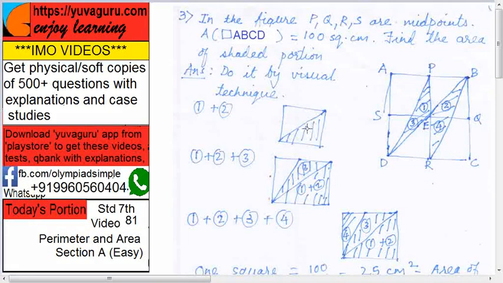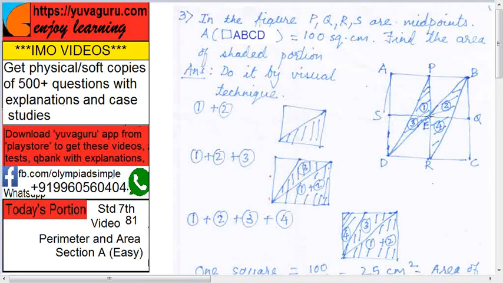Next, 1 plus 2 plus 3. This is first done. Now add 3 to it over here. So you get this figure, 1 plus 2 plus 3. Now add 4 to it, this 4 on this part. So it becomes 1 plus 2 plus 3 plus 4. Means it becomes a complete square.